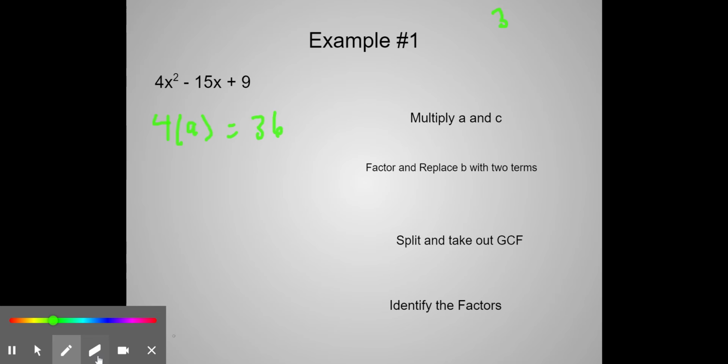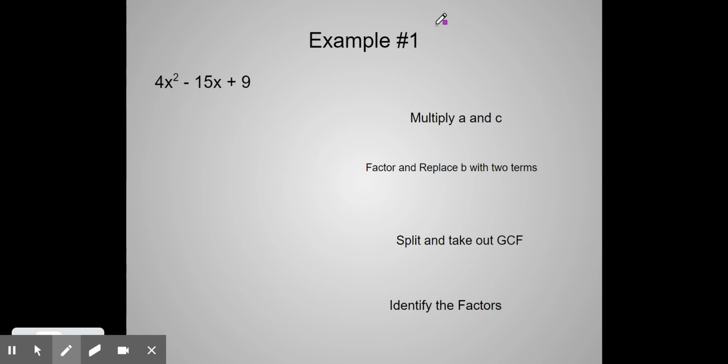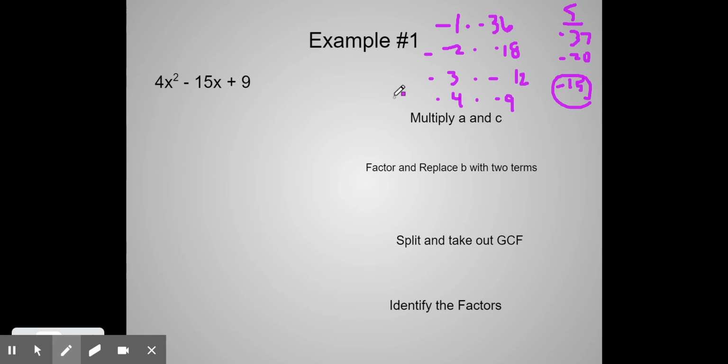I'm going to change up the color. That green is hard to see here. So I need two numbers multiplied to give me 36. They both have to be negative. Then I'm going to write the sum. This is -37, -20, -15. Perfect. That's what I need. So those are going to be my factors.